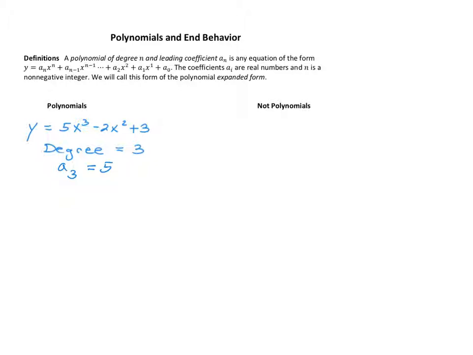So maybe just a couple of other examples. You could have something like y is equal to negative 1/2 x to the 201st power plus x to the 70th. Here the degree is equal to 201, and then the leading coefficient, which would be a sub 201, is just that negative 1/2. And perhaps just one more.